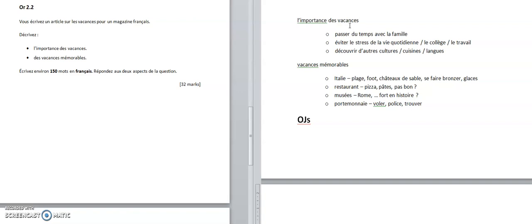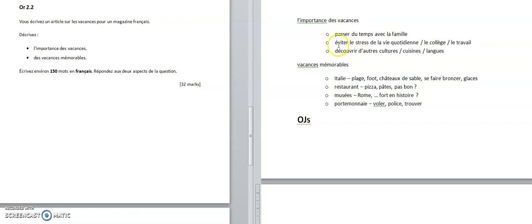So if my paragraphs aren't balanced, that really doesn't matter. I can write 120 words on this bullet point and 30 words on this bullet point, and still access top marks. It doesn't have to be balanced at all.